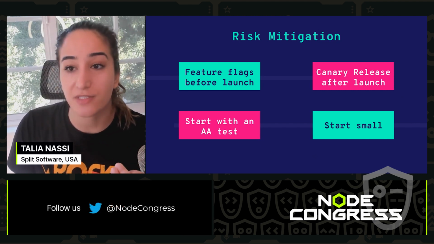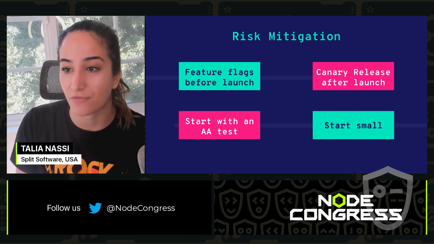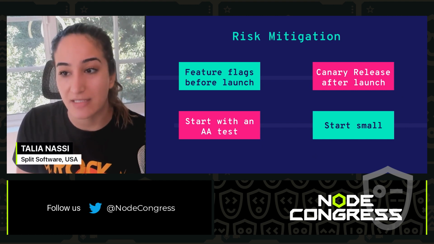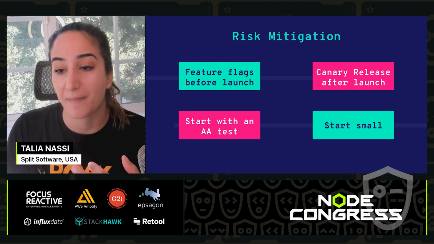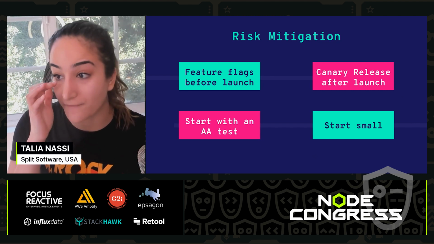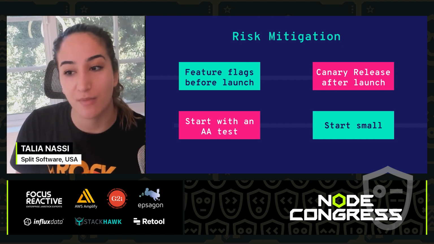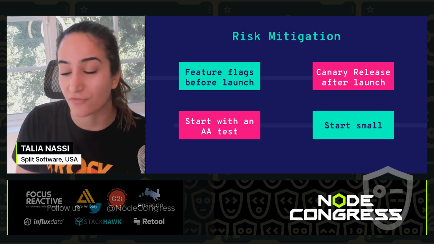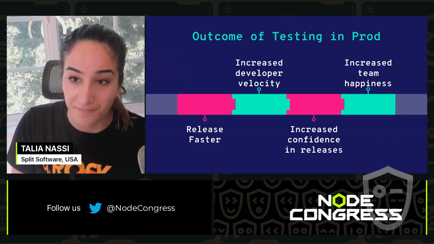The next thing you can do is start with an AA test, which means you give both sets of users in and out of the feature flag the same experience and make sure that the data that's coming in is the same for both. And what this is going to do is build your confidence in the feature flagging system. And obviously, start small. Don't start out with your most complex flow and decide to test in prod. You want to start with something simple.